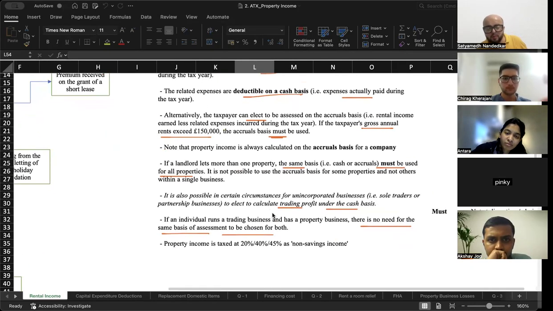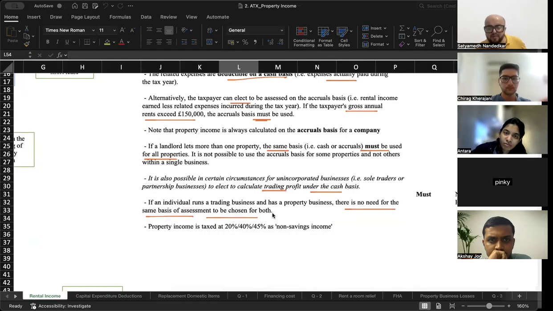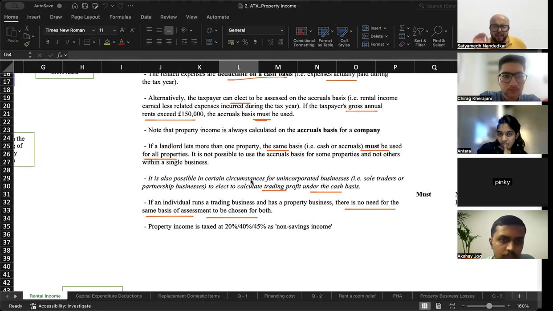And it is also possible in certain circumstances for unincorporated businesses, that is, sole traders or partnership businesses, to elect to calculate trading profit under cash basis. We will see this later when we see trading income. If an individual runs a trading business and a property business, there is no need to choose the same basis of assessment. That is also fine, which means there is choice, there is discretion.